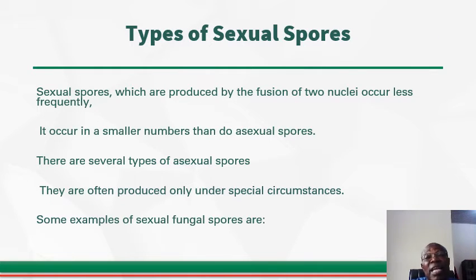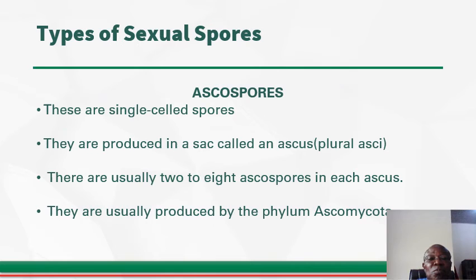Now when we look at the different types of sexual spores, we said that sexual spores are the product of fusion of two nuclei. This occurs frequently in fungi, and it occurs in smaller numbers than asexual spores. There are different types of sexual spores, and they are often produced only under special circumstances. Some examples of sexual fungal spores are the following.